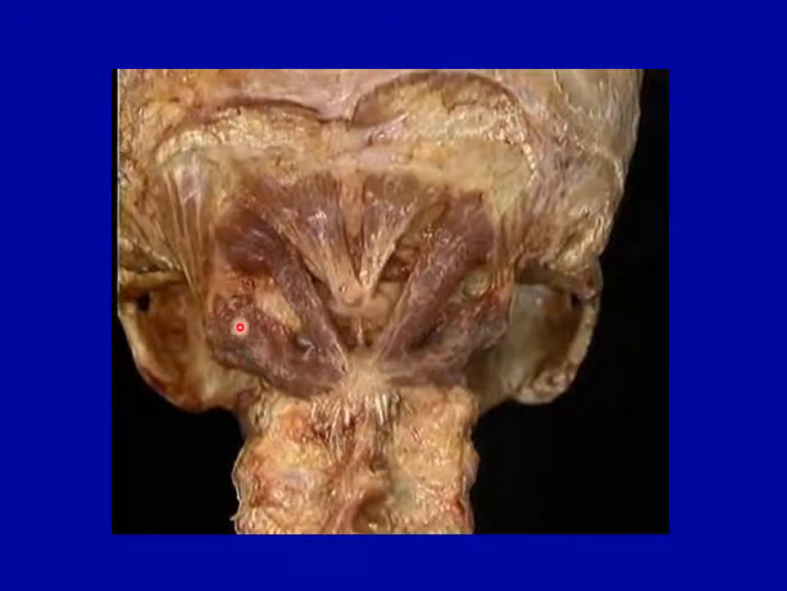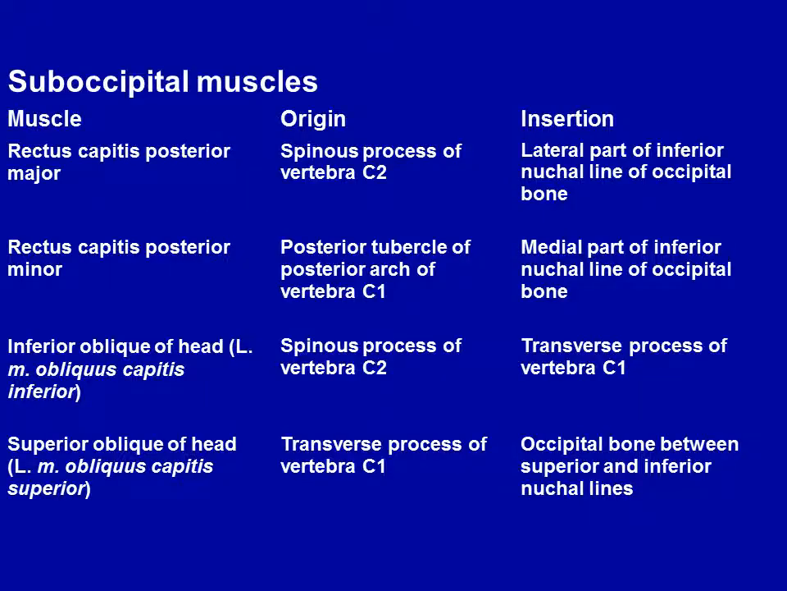We can make out here the boundaries of the suboccipital triangle. This is the triangle, which is bounded by the rectus capitis posterior minor, rectus capitis posterior major, obliquus capitis superior and inferior oblique muscles. Between these muscles we have a triangular area which is known as the suboccipital triangle. Suboccipital muscles.